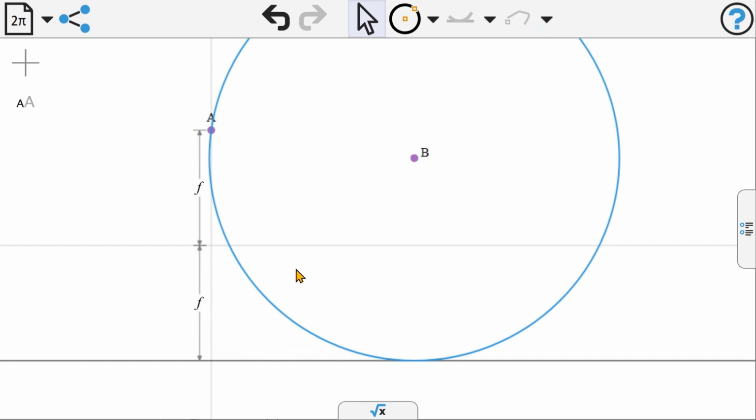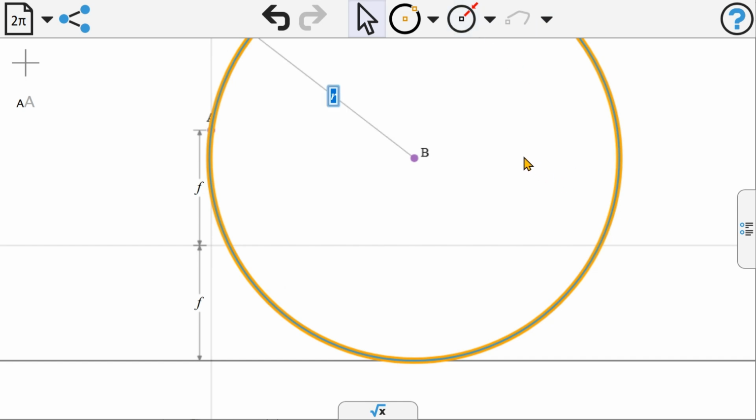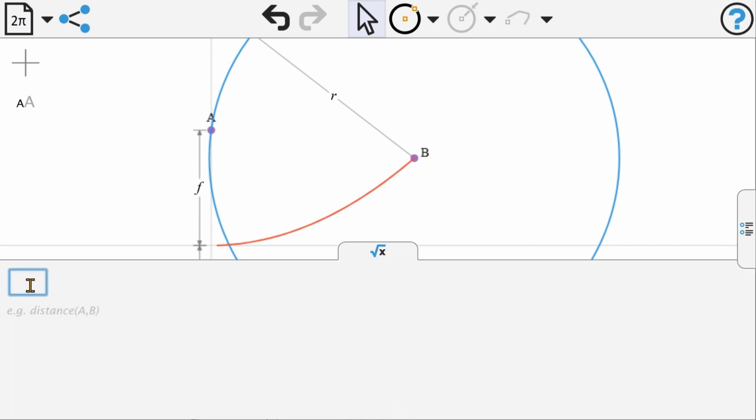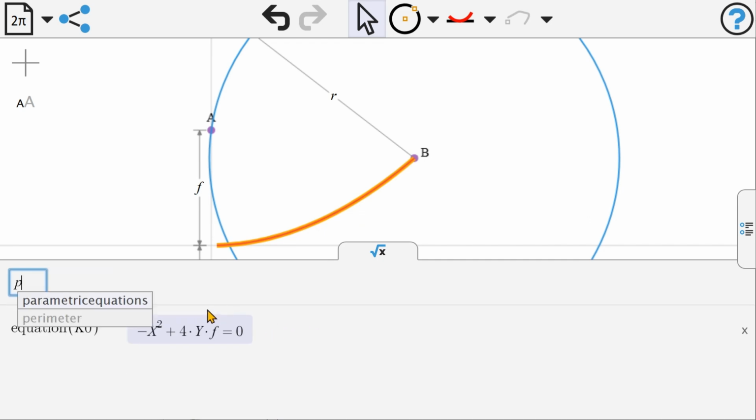But in order to use the locus, I need a parameter to vary. So I'm going to put in the radius of the circle. Now I can create the locus as the radius varies, and I get my parabola. Let me just check the equation of that parabola. And it is what I expected it to be.